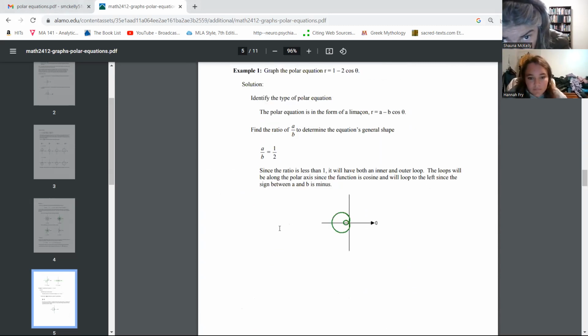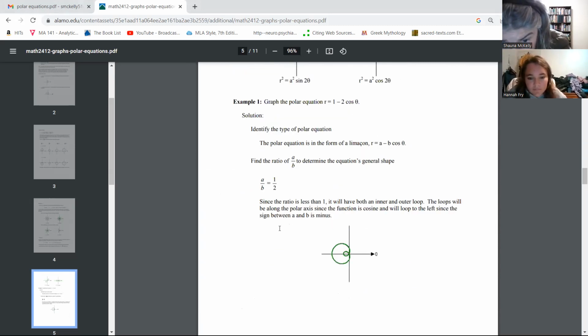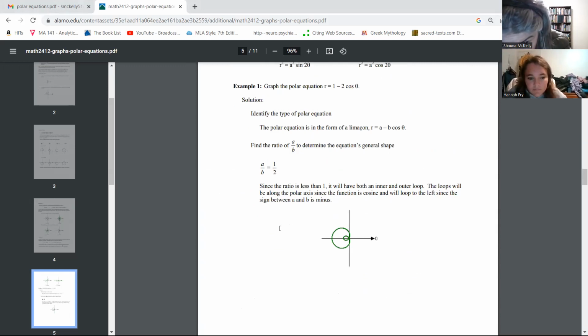Now here, we're talking about cardioids. This is going to help you with your identification of different kinds of graphs. So if you're looking at a curve and you don't know what kind of curve you have, because we have different kinds. We have cardioids, the ones that look like kidney beans, we have the limaçons that look like the Lone Ranger masks, and we have the rose curves.